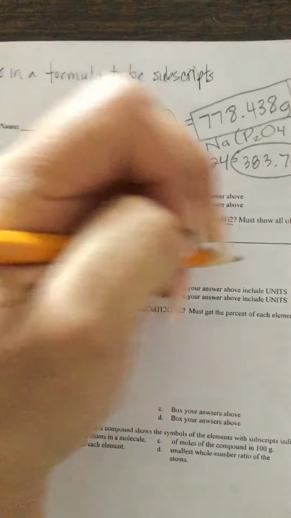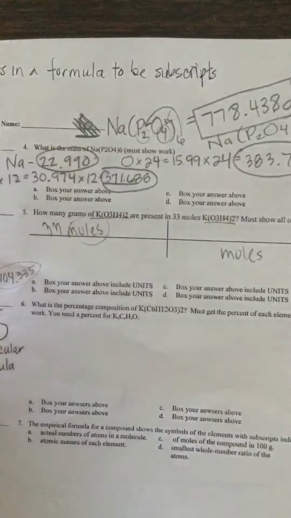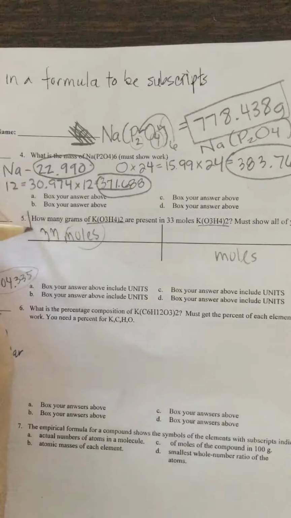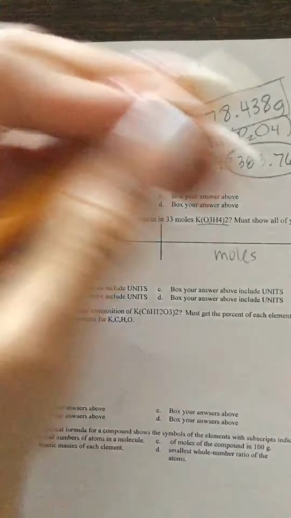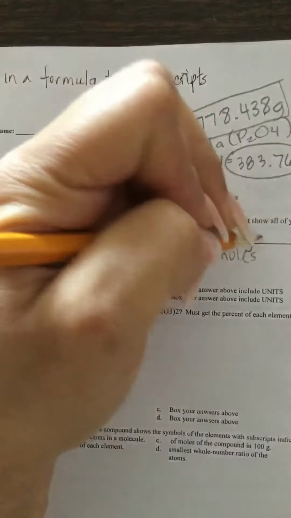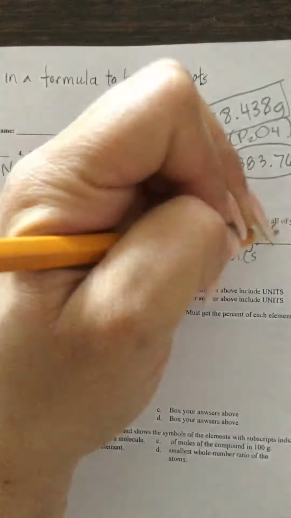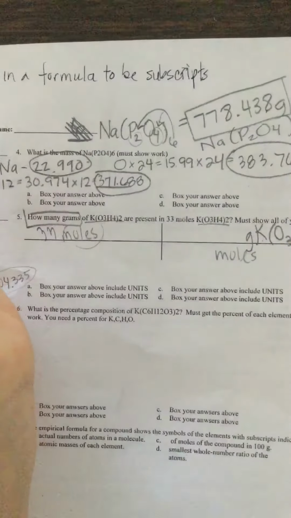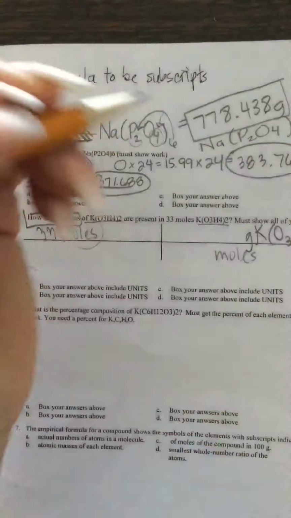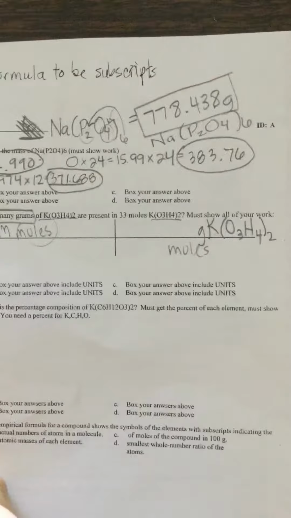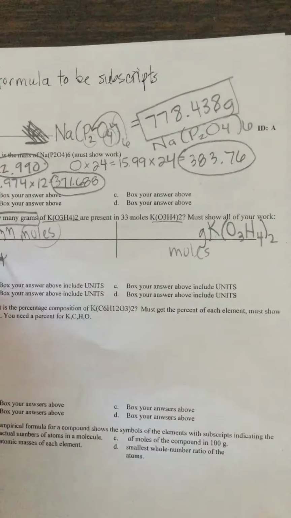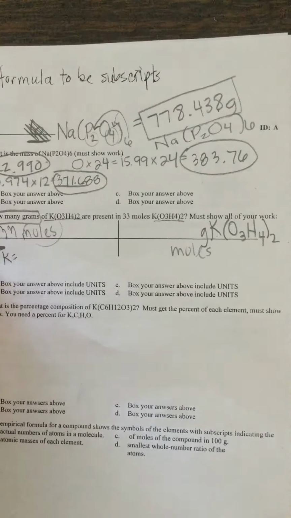So if this is moles here, this is going to be moles. And then whatever we're looking for goes in the top right. In the beginning of the question it says how many grams. So we're looking for grams of the KO3H42. Where are we going to find that grams, or what number do we put there? Yeah, you got to find the mass.